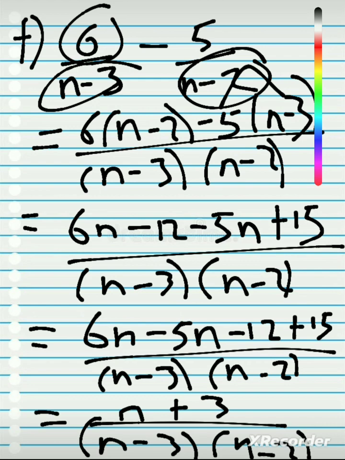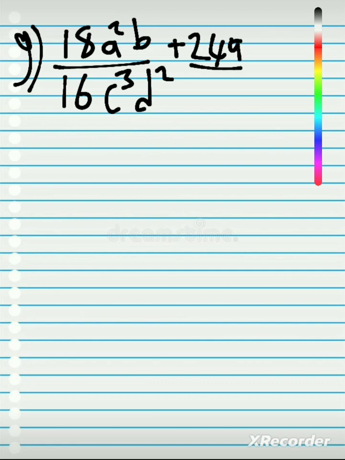We go to the last question, question G, which seems to be the toughest of them all. So question G says 18a power 2 b over 16c power 3 d power 2, plus 24a over 15cb power 3.